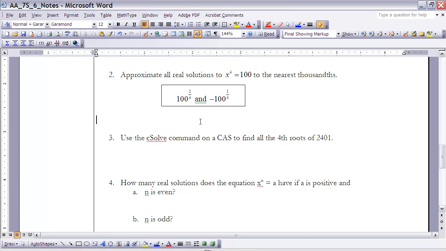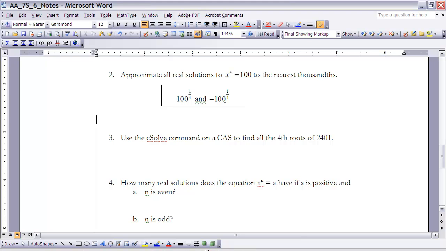So let's take a look at example 2 here. It says approximate all the real solutions to x to the fourth equals 100 to the nearest thousandth. Because 100 is a positive number, and because the value of n is 4, which is an even number, there are two real fourth roots of 100. Those two real fourth roots of 100 are 100 raised to the 1/4 power and the opposite of 100 raised to the 1/4 power.